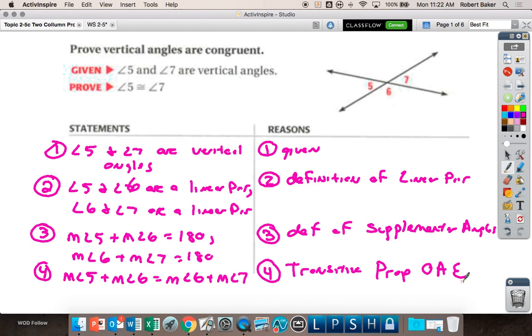So that's a really, really weird one because it kind of goes like this. 5 and 6 equal 180 and 180 equals 6 and 7. So you can connect those two statements. If A equals B and B equals C, then A equals C.